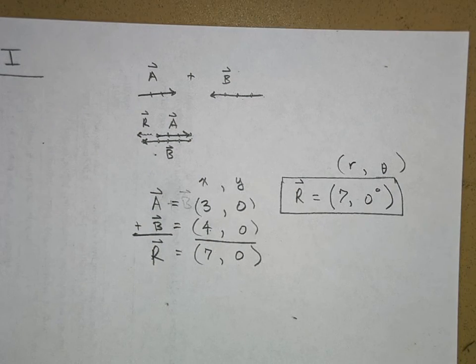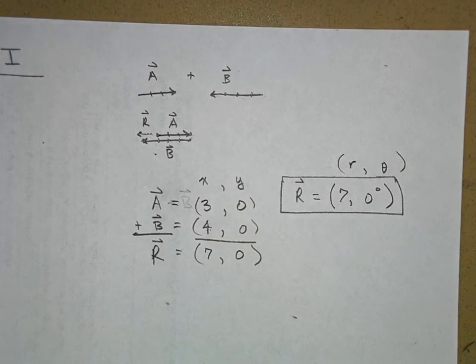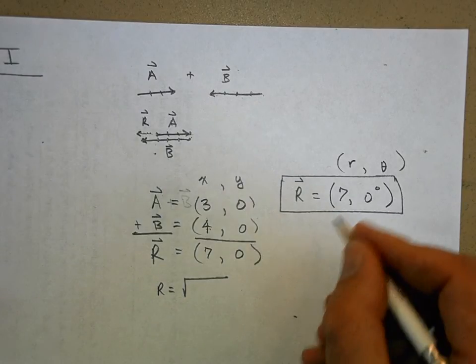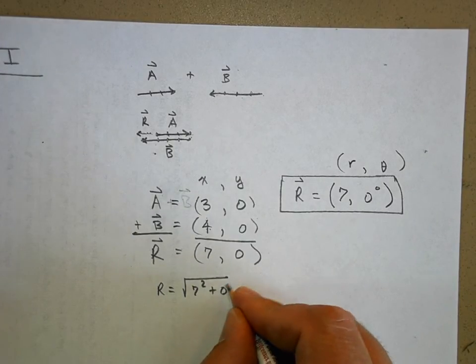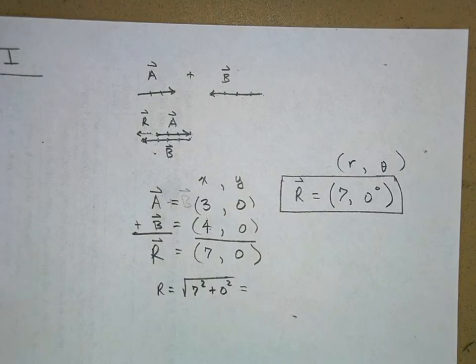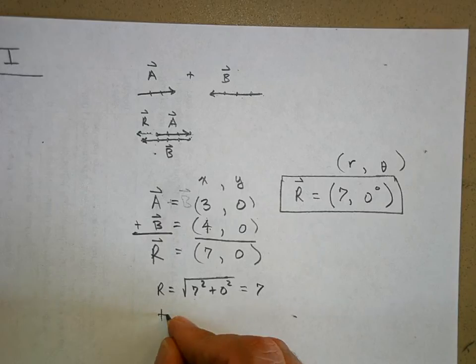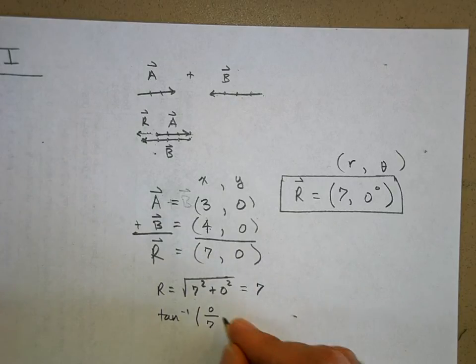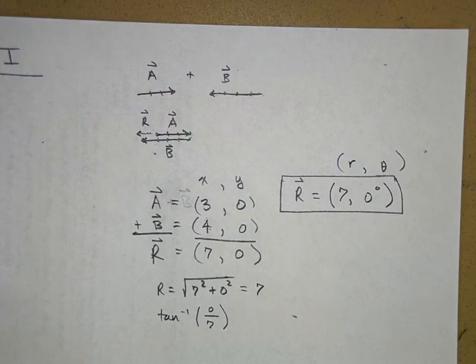Easy. Okay, but if you really wanted to be rigorous about it, you can say r is equal to the square root of the x component squared plus the y component squared. Take the square root. Pythagorean theorem. Well, what do you get? 7 squared is 49 plus 0. Square root of 49 is 7. Then you can take the inverse tangent of the y value over the x value. Well, what's the inverse tangent of 0? 0 degrees. So that's our theta.